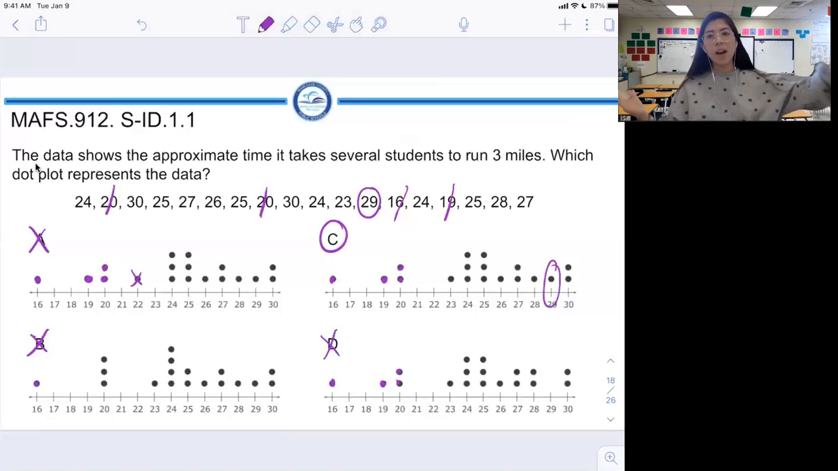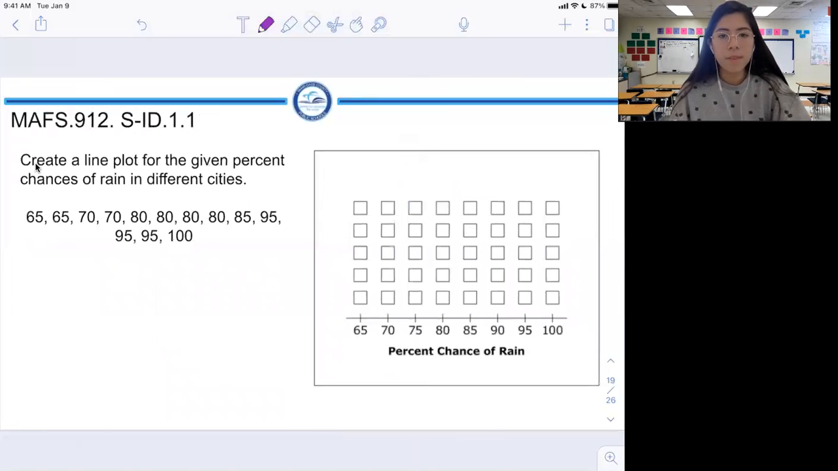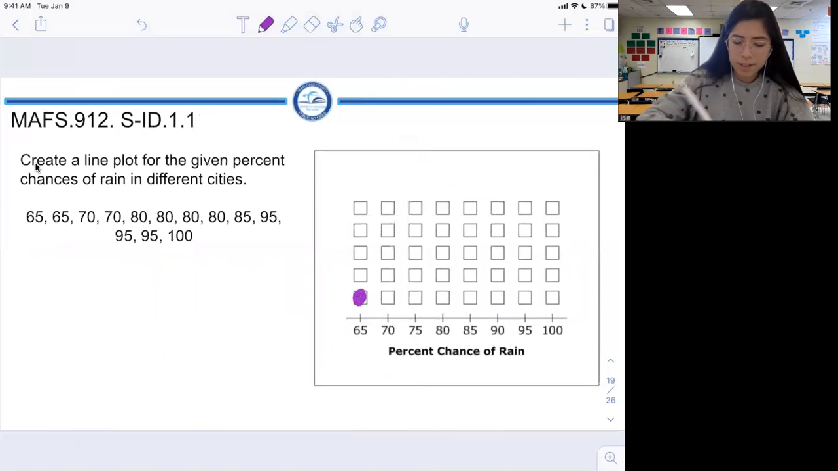Okay. Dot plots are easy. There's a lot of these questions. They might make you create one, so might as well just practice that really quickly. But again, this is easy. We just fill it in as you go. 65, 65. Basic stuff, right?